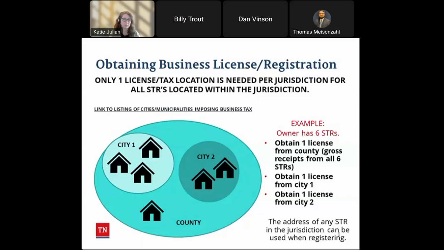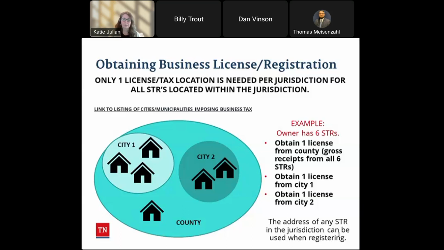I want to point you also, while I'm on this slide, if you've got the PDF open of this presentation, there is a direct link over to a listing of which cities or municipalities impose business tax. So if you do have a short-term rental that's located within a municipality, you can look at that chart and see if that's a place where you're going to need to go get a business license from.